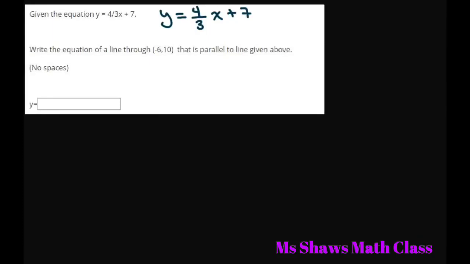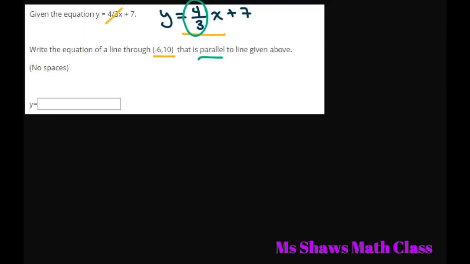Everyone. Given the equation y equals 4/3 x, and that's kind of not written right. The x should really go with the 4, plus 7. We need to write an equation that passes through (-6, 10) and is parallel to this line. So if it's parallel, that means it has the same slope. And the slope is 4/3.